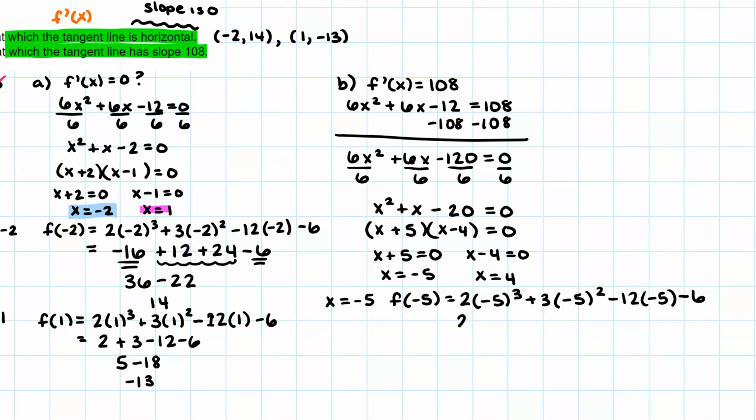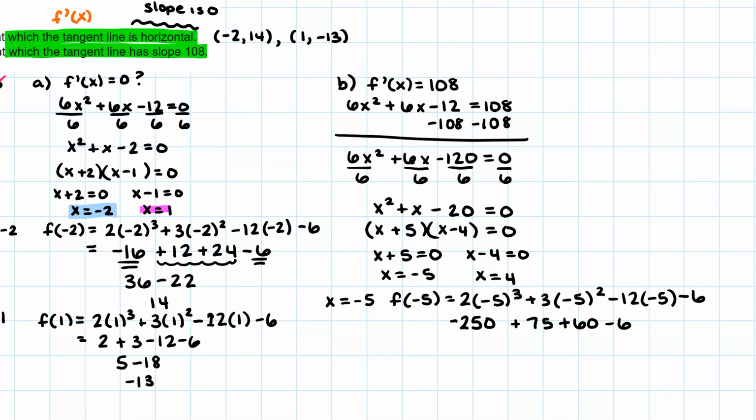So that's 2 times -125, right? 5 times 5 times 5, and then negative, negative, negative. So -125 times 2 is -250. Please use a calculator. And then negative 5 squared is 25, so times 3 would be 75. Minus 12 times minus 5 is positive 60, and then minus 6.